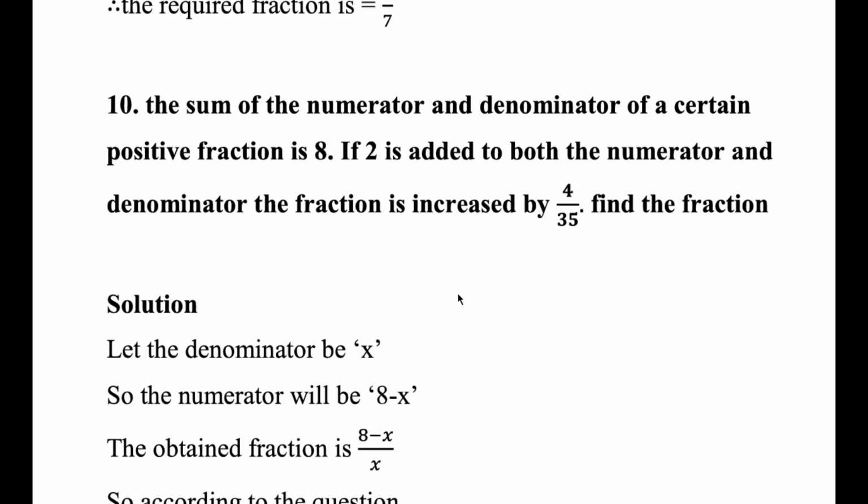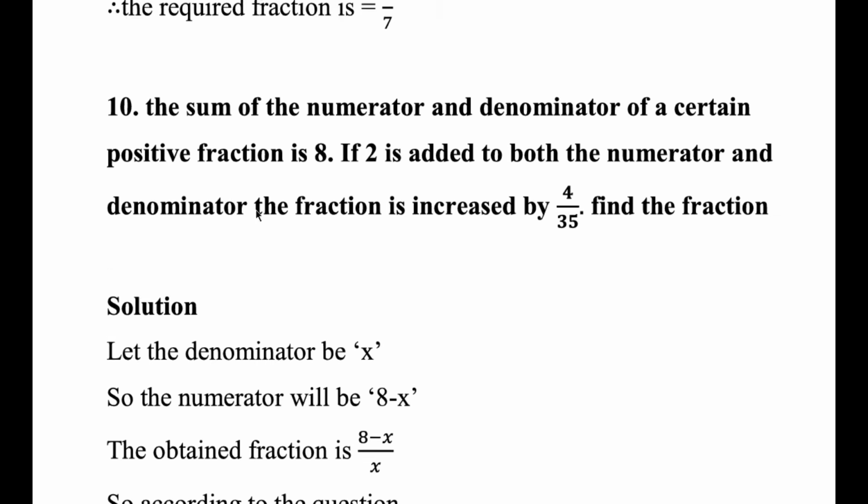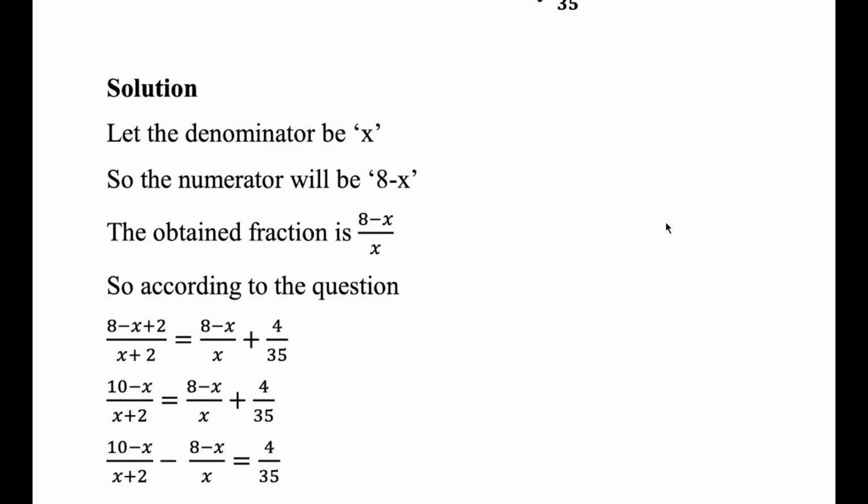Come to the next problem. The sum of the numerator and the denominator of a certain positive fraction is 8. If 2 is added to both the numerator and the denominator, the fraction is increased by 4 by 35. Find the fraction. So how to proceed?